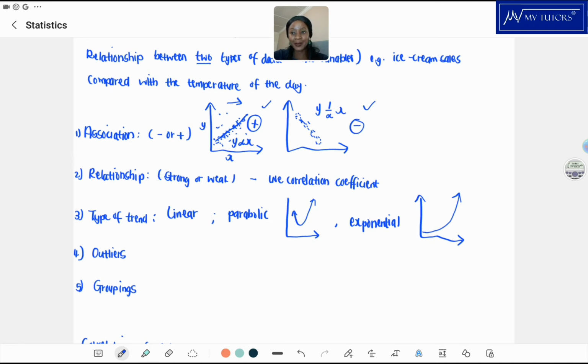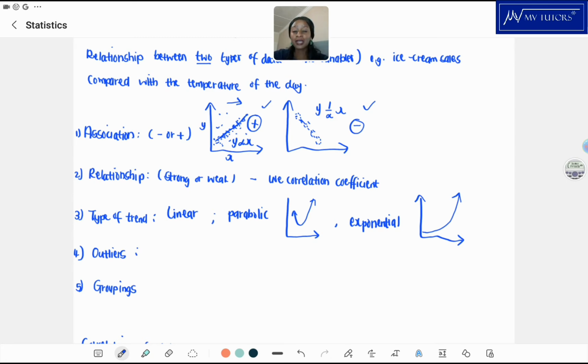But to keep things very simplistic for matric, we're going to stick to the linear trend. Much easier to deal with, and not the parabolic or exponential. I haven't seen a hyperbolic trend. I haven't yet seen it, honestly.